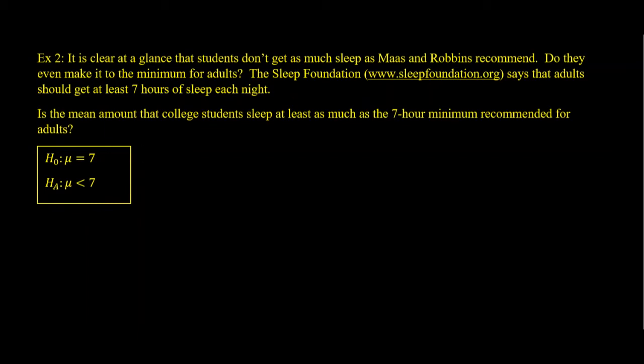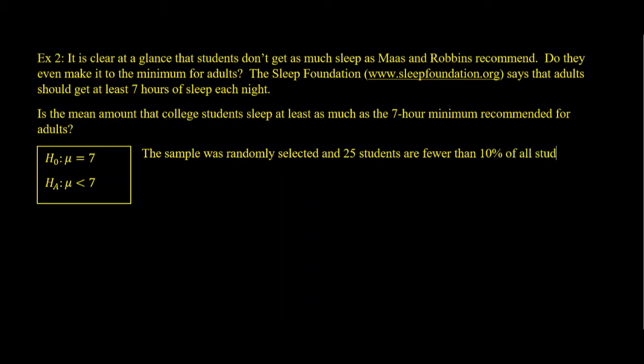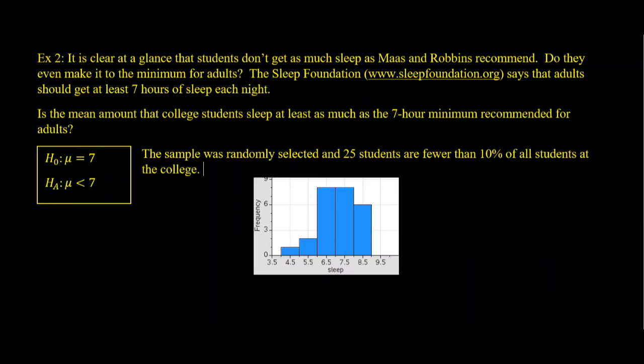Of course, we have to check our conditions. This sample was randomly selected, and 25 students are fewer than 10% of all students at the college. The histogram, which we have there, we've seen this one before. So, unimodal, a little bit skewed, but not enough to matter, no outliers.